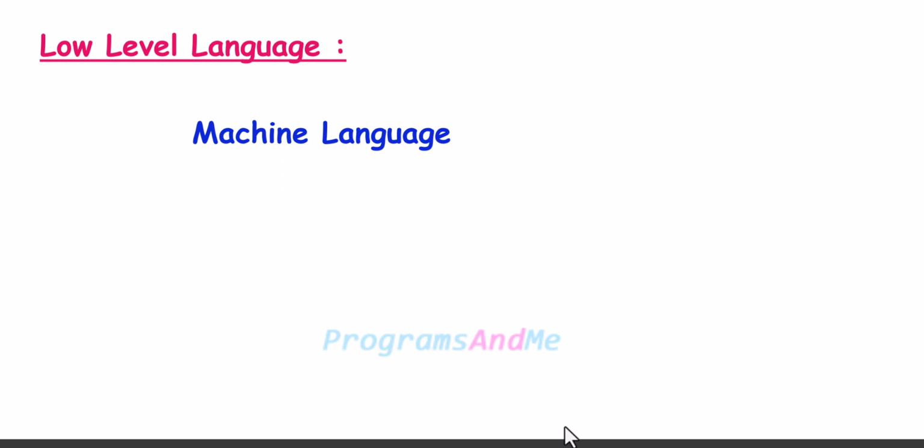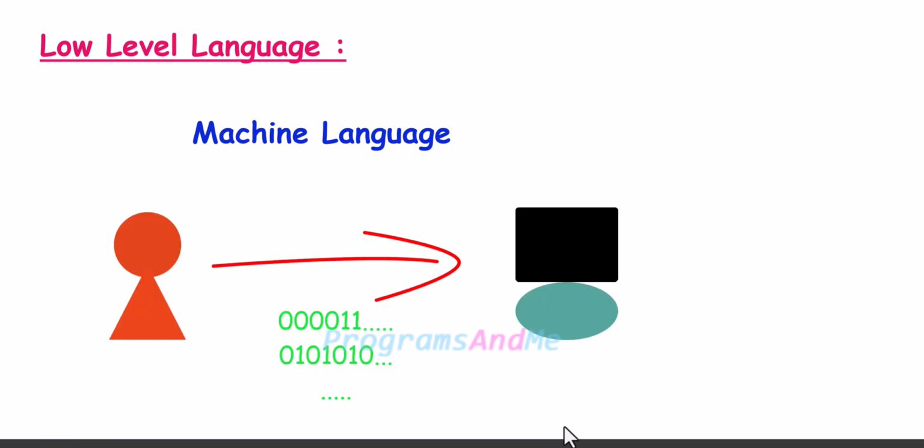One is machine language, another one is assembly language. Machine language is the computer's language. In simple terms, it is the language that the computer understands. In this language, the instructions are written in zeros and ones. It consists of a series of binary numbers, that is zeros and ones. And as I said, this is the computer's language. So the computer can easily understand these instructions and it will execute the program faster.